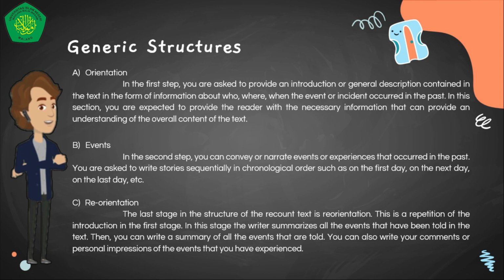And then the last step is reorientation. In this last step of the structure of the recount, there is a repetition of the introduction in the first stage. In this stage, the writer summarizes all the events that have been told in the text. Then you can write a summary of all the events that are told. So you can also write your comments or personal impressions of the event that you have experienced.